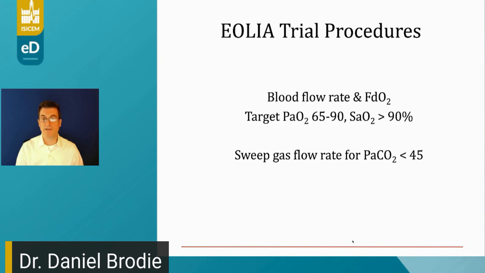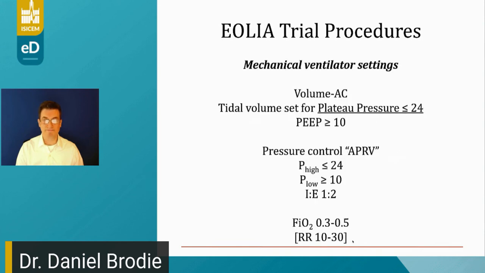Blood flow rate and the fraction of delivered oxygen from the membrane lung would target, in the case of EOLIA, a PaO2 of 65 to 90 or a saturation of greater than 90%. Many centers will accept lower saturations, particularly if oxygen delivery is ensured. Sweep gas flow rates are often targeted for PaCO2 within a relatively normal range.